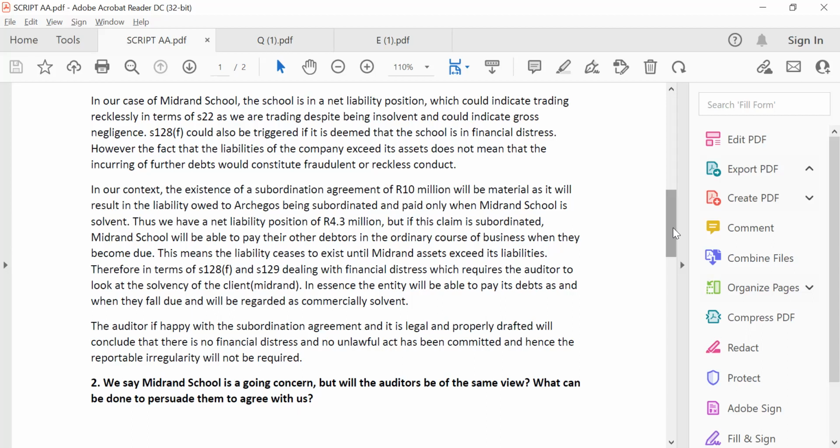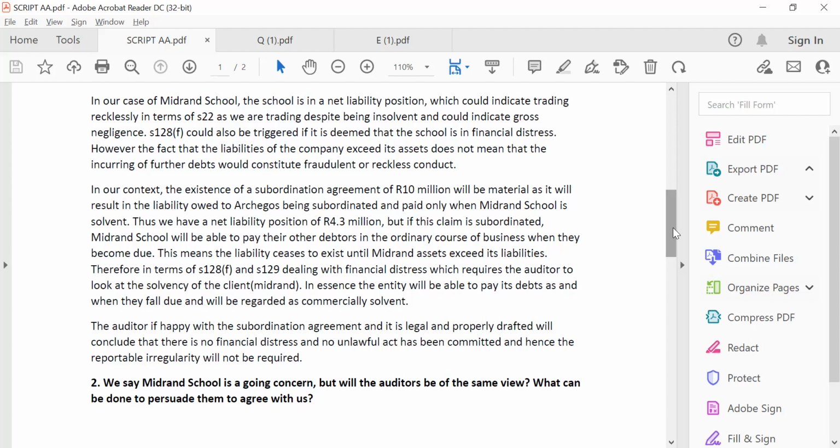So that's what the candidate has used to apply the requirements of Section 128 to the scenario that has been given. Then it says if the auditors are happy with the subordination agreement and it is legal and properly drafted, they will conclude that there is no financial distress. So there is no contravention of Section 128. It then further goes on to say there is no unlawful act that has been committed, and therefore a reportable irregularity will not be raised.